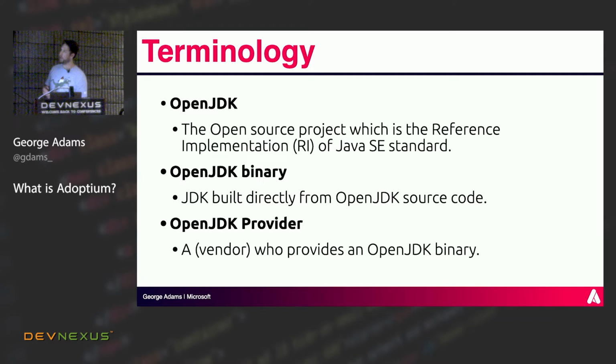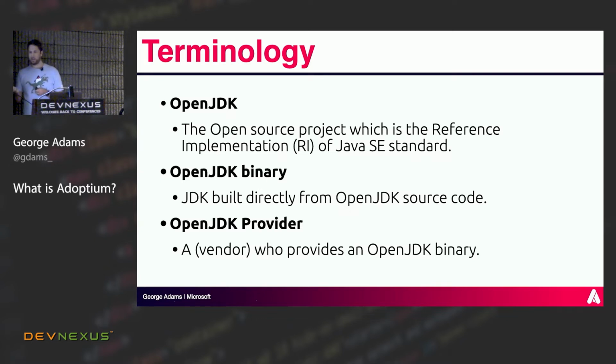So terminology, I always like to just put this slide up. Often people come to me and they say, where do I download OpenJDK from? And that's technically not correct. OpenJDK is the source project, which is the reference implementation of the Java SE standard. It is not a binary per se.